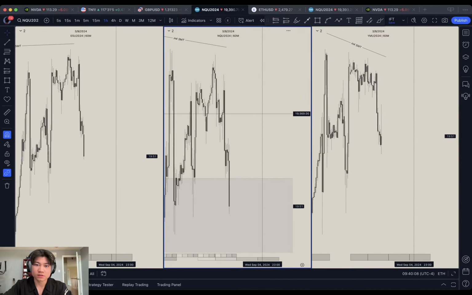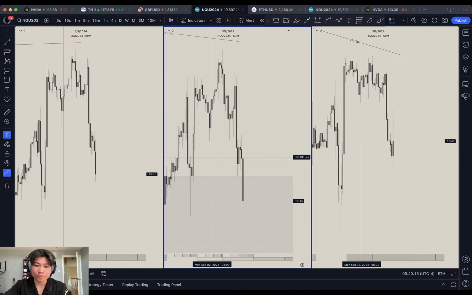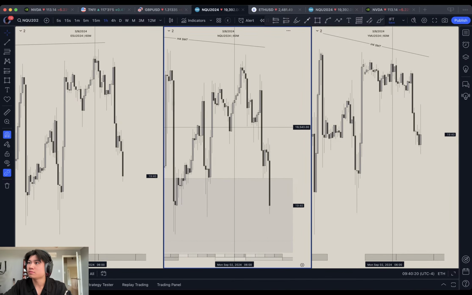Where is yesterday's low? Never mind, I don't think that's possible. We've already taken all of them out. That is quite literally impossible to take out yesterday's low now.